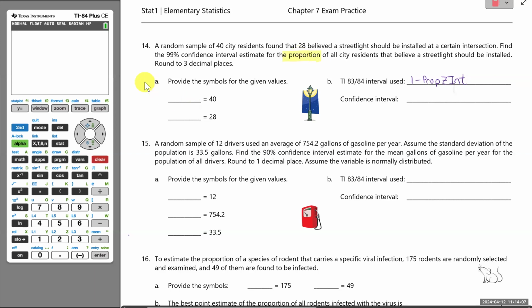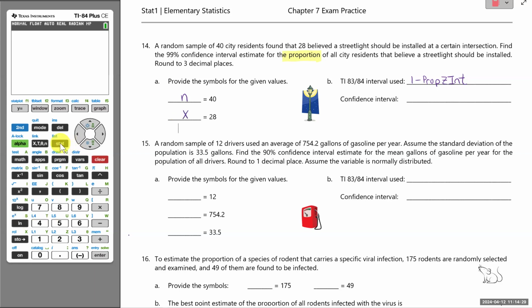And then the symbols here, so random sample of 40, so lowercase n, our sample size is 40, and 28 would be the number of successes in that sample, and X is used to indicate number of successes. All right, and then we head to our calculator.